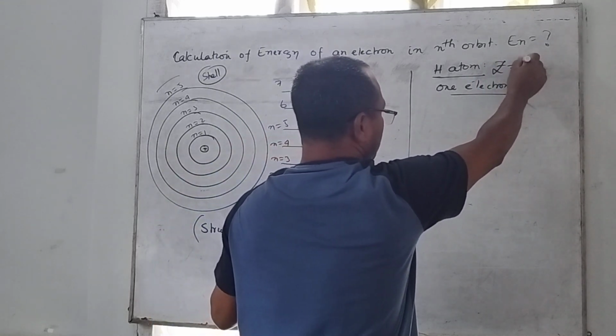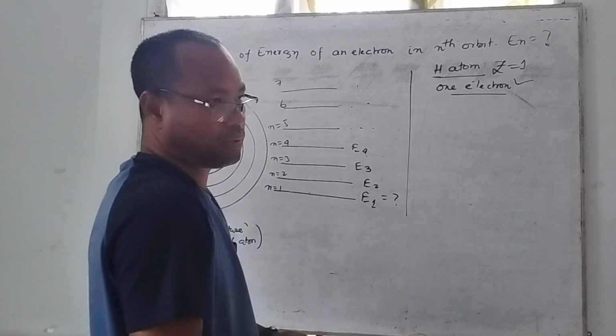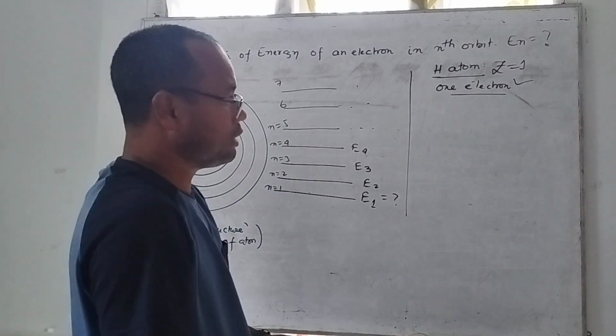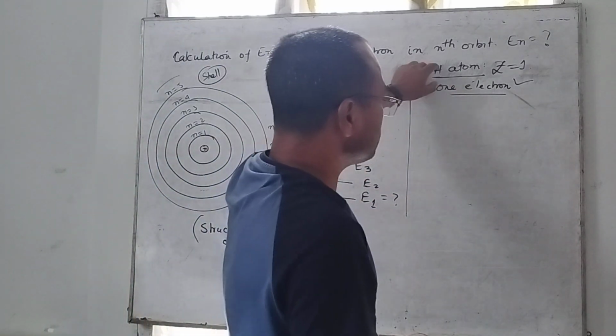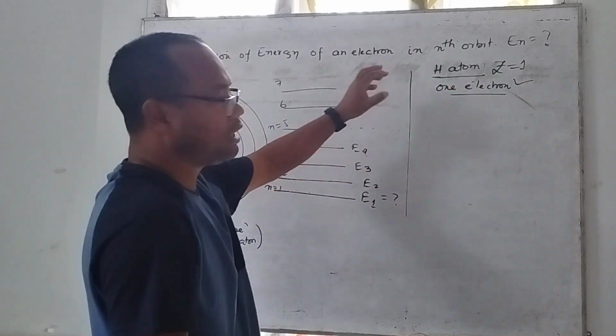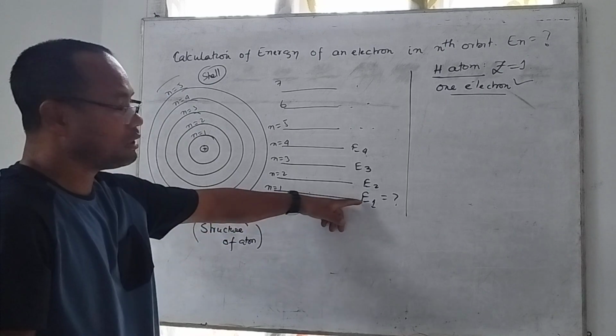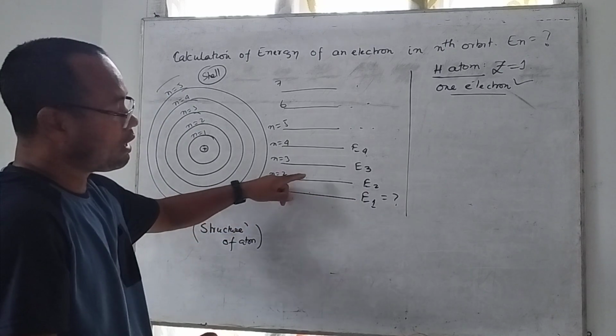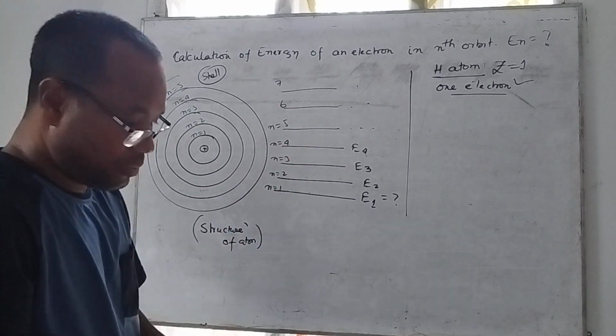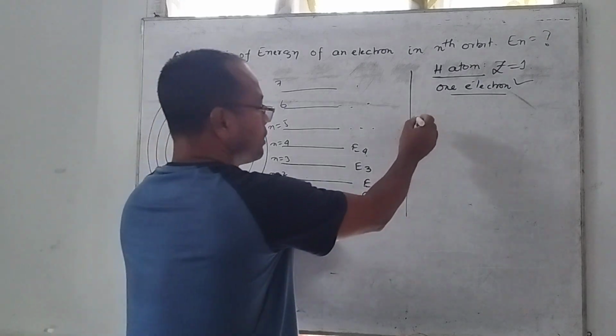What is the atomic number of hydrogen? That is 1. So this is the number of protons and the number of electrons here, for the hydrogen atom. So we are going to calculate how much energy is associated with the first orbit and second orbit. We have a formula. What is the basic formula? So we can remember here.